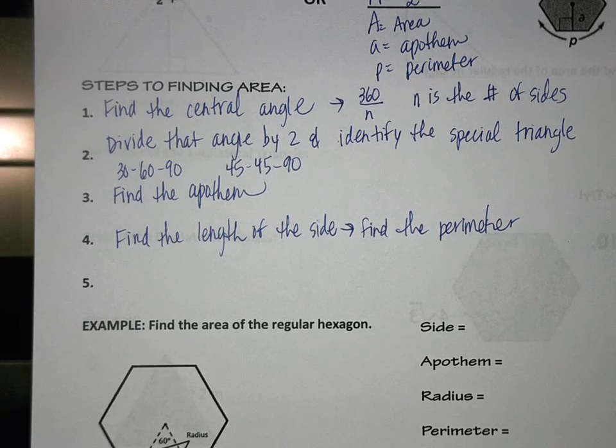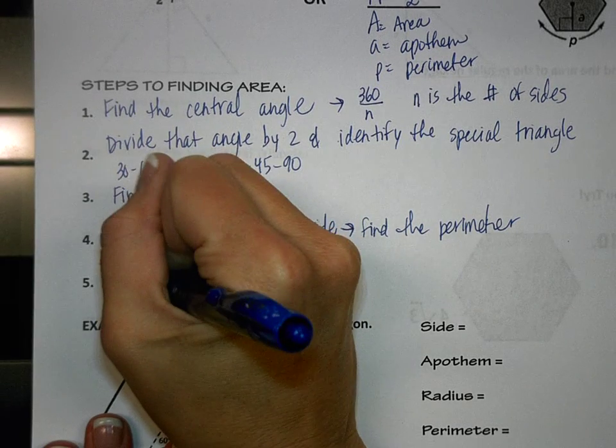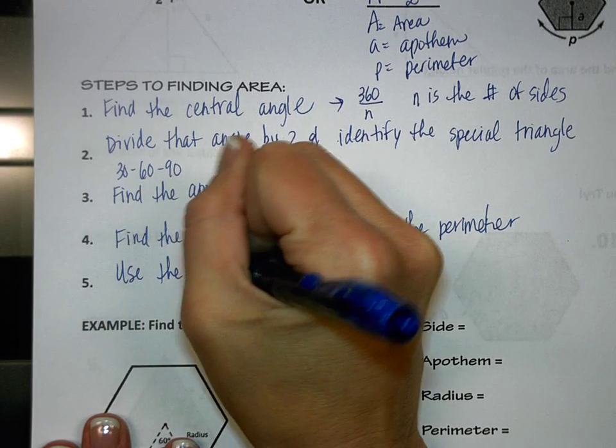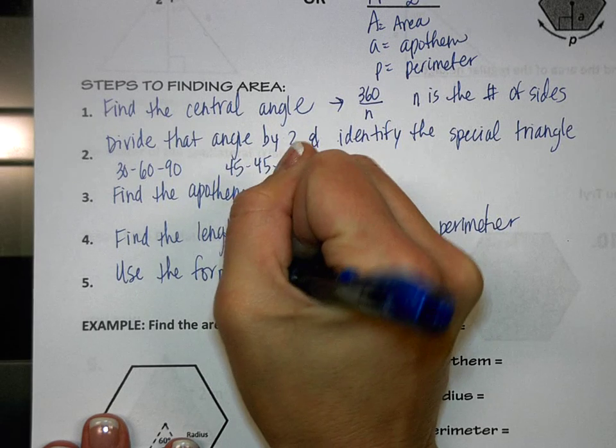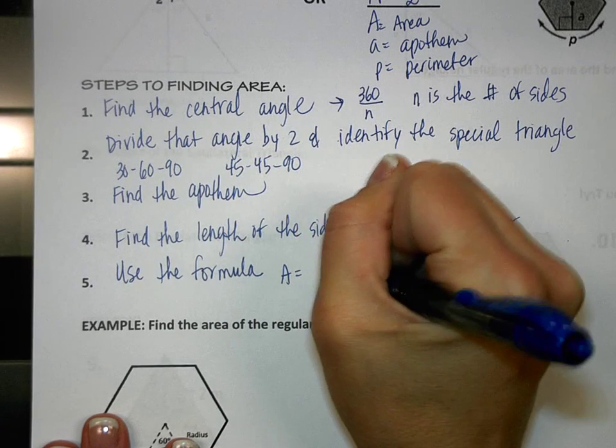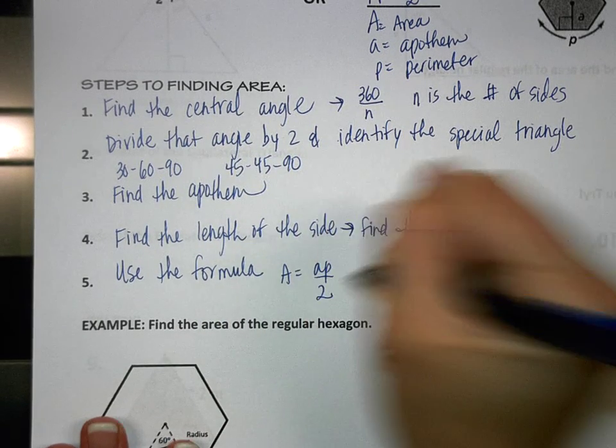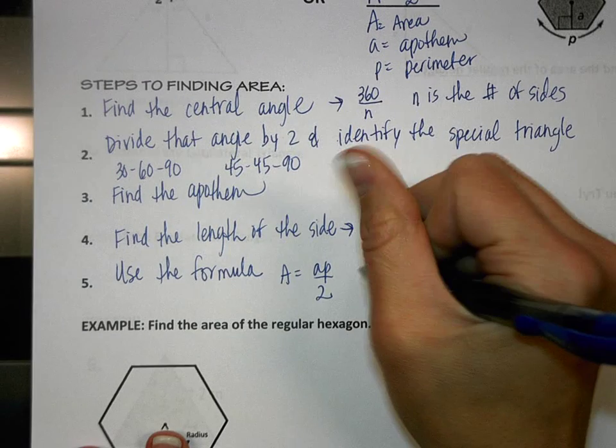Okay, and then step 5 is that we are going to use the formula A equals AP divided by 2 to find the area.